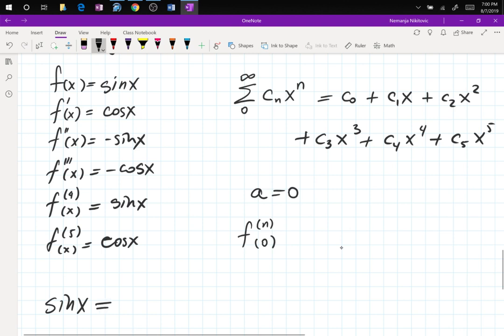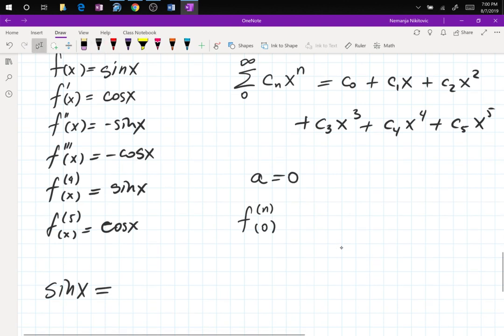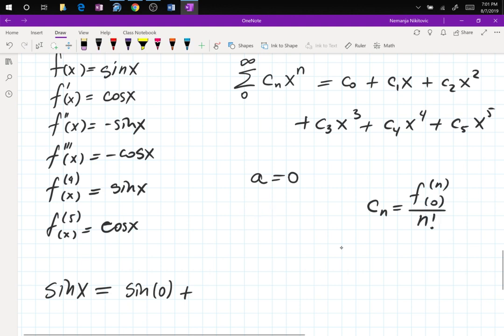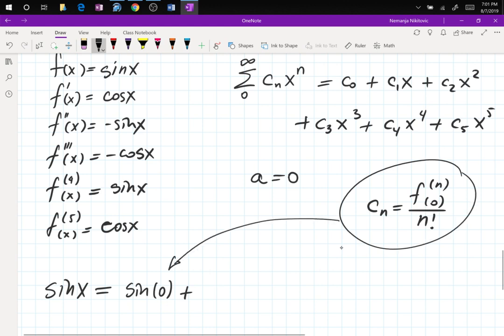Sine x is equal to C0. Well, that's sine of 0, plus C1. Let me write this. The Cn is equal to Fn computed at 0 divided by n factorial. Right? That's what we are using to come up with these. So C1 is the first derivative, which is now cosine. So that's cosine of 0 divided by 1 factorial. Well, that's 1 times x.